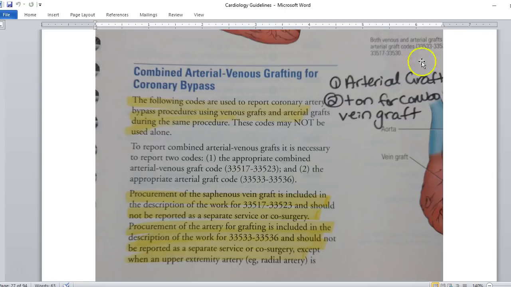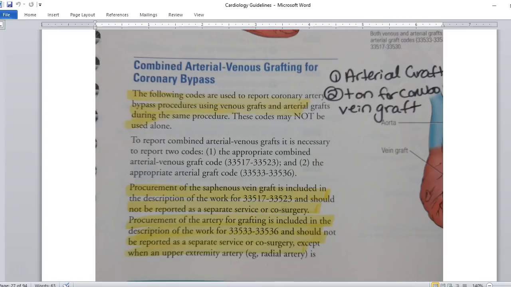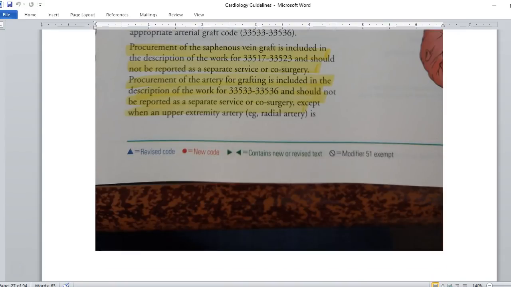And you'll notice that up here I put 1 arterial graft and 2 add-on for combo vein graft, because if you look at 33517 to 33523, they are all add-on codes, meaning they cannot go first. Although we do use both sets of these codes to describe this type of procedure, that guideline is in the wrong sequencing. Okay. However, it goes on. Procurement of the saphenous vein for graft is included in the description for work for 33517 to 33523 and should not be reported as a separate service or co-surgery. Procurement of the artery for grafting is included in the description for work for 33533 to 33536 and should not be reported as a separate service or co-surgery, except when an upper extremity artery, like a radial artery, it goes on, is procured.